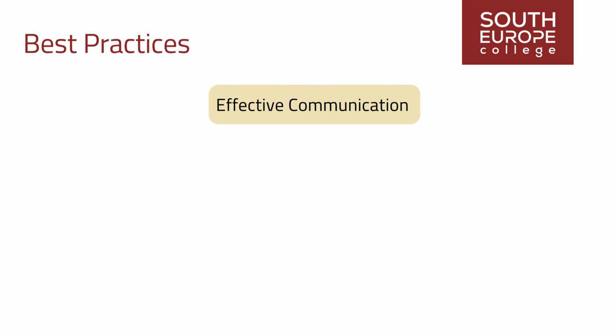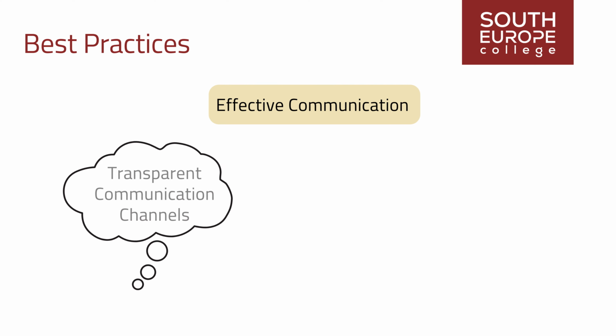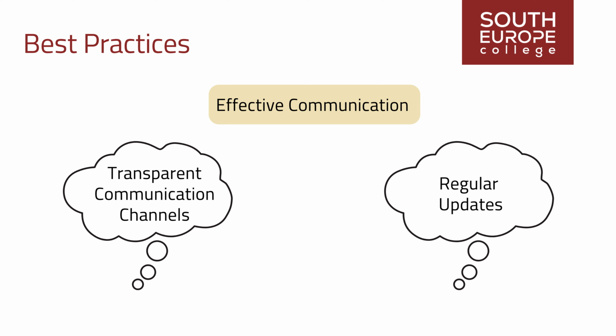Effective communication and stakeholder management are also critical best practices in schedule compression. Transparent communication channels facilitate collaboration among project teams and stakeholders, fostering alignment and commitment to schedule compression objectives. Regular updates on project progress and schedule adjustments enable stakeholders to stay informed and provide valuable input, enhancing project agility and responsiveness.